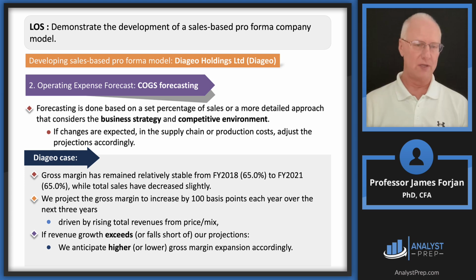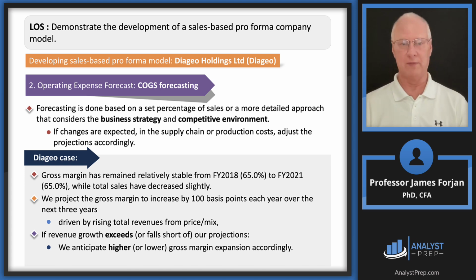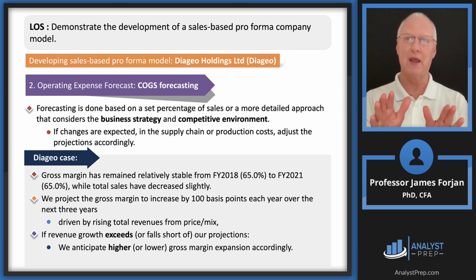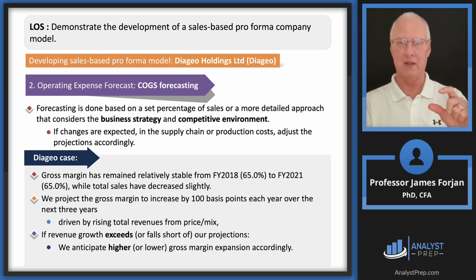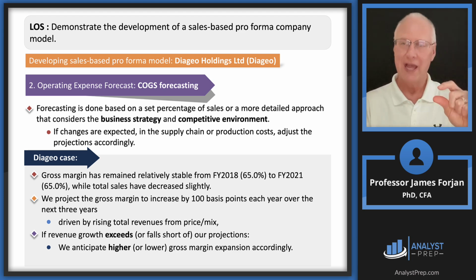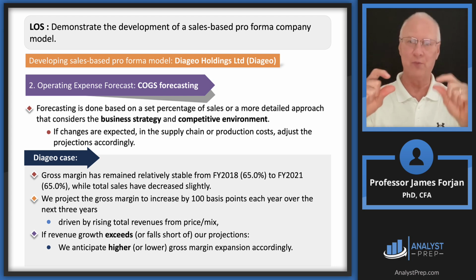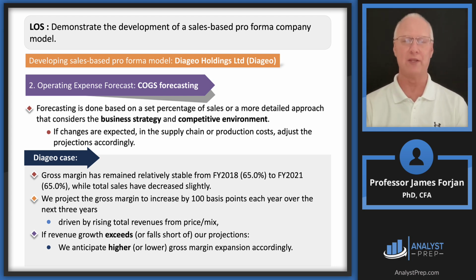But notice the orange diamond point. We project the gross margin to increase by 100 basis points each year over the next 3 years. And this is driven by rising total revenues. So think about what's happening there. What we would like to do is sell our bottle of gin for a little bit more and sell 1 or 2 more bottles a week or a month, right? So there's that rise, the total revenues from the price mix.